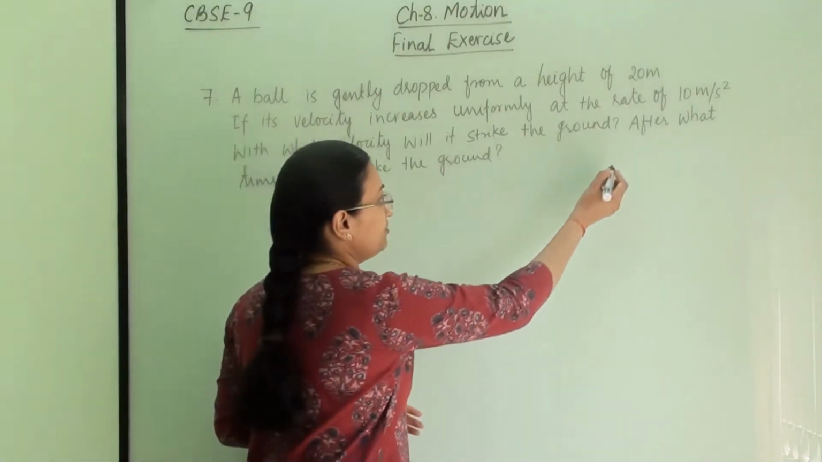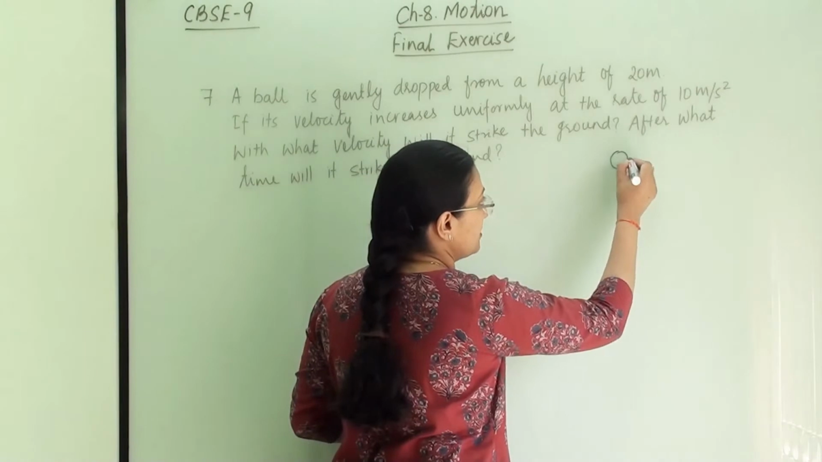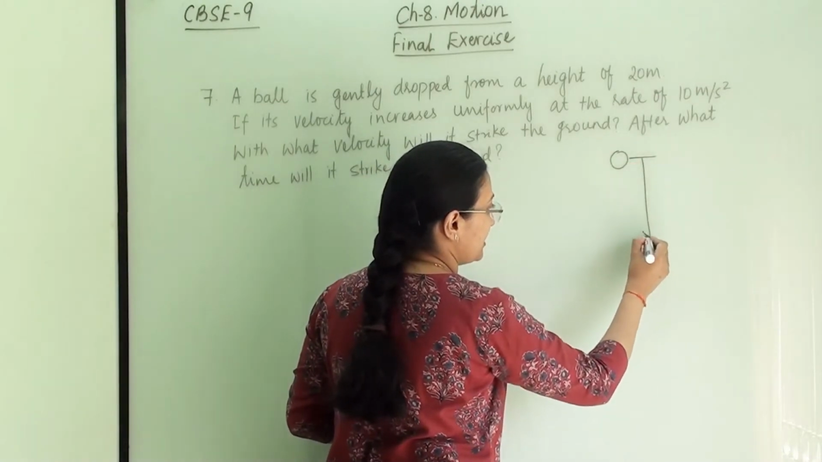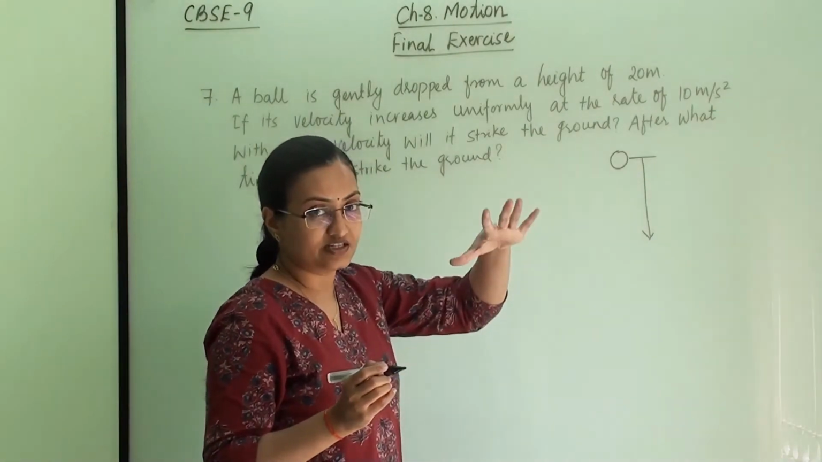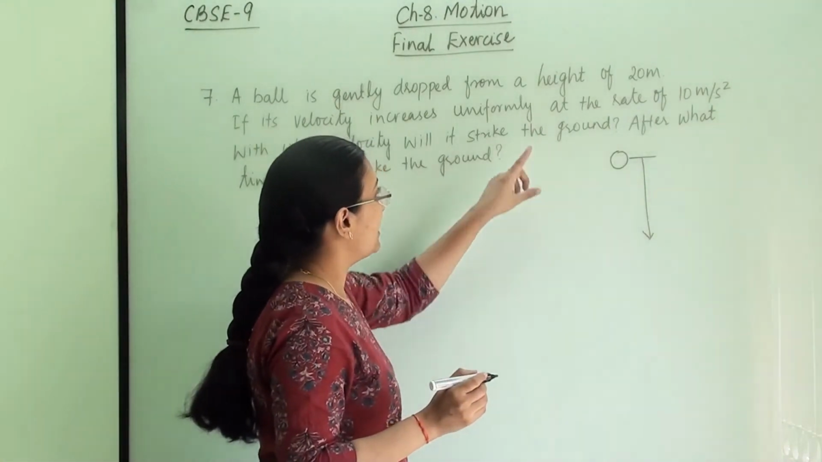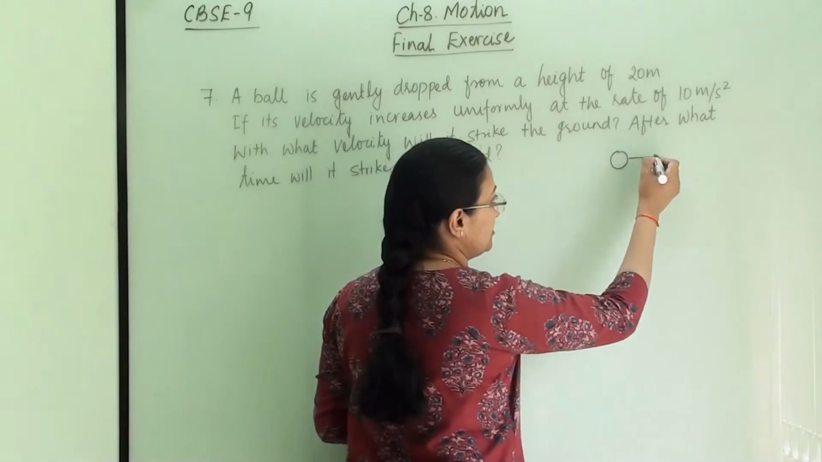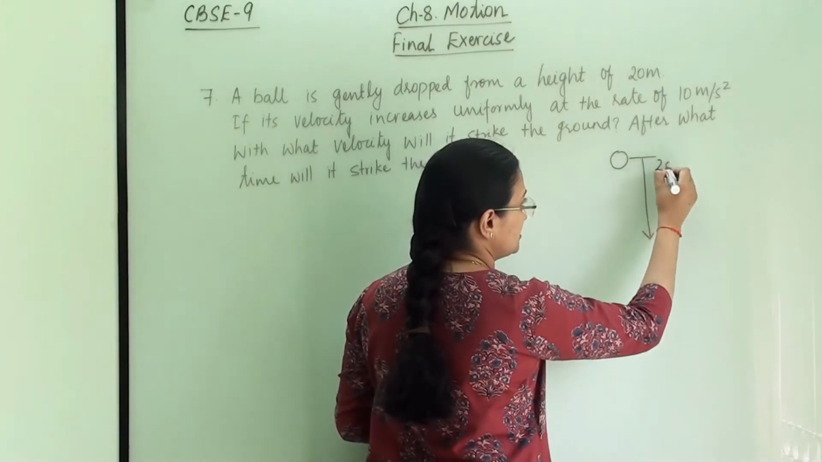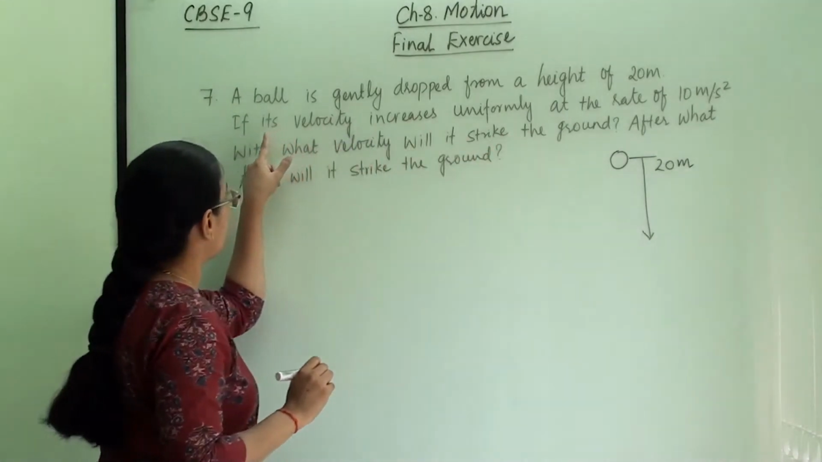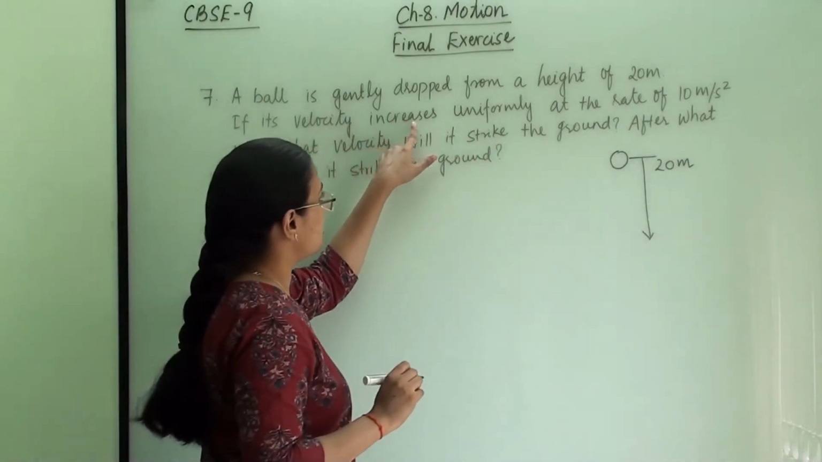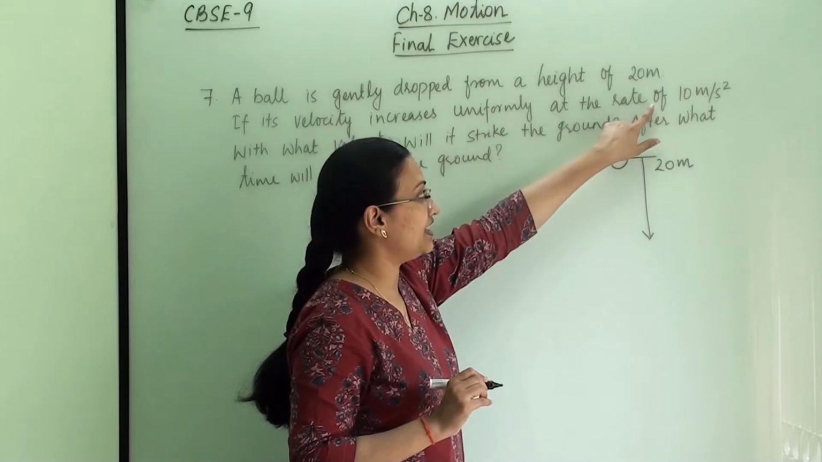So here the ball we are dropping from a certain height, and we are gently dropping it. We are not forcing it. We are gently just dropping the ball at the height of 20 meters. So this height is 20 meter. Now what they are saying is that its velocity increases uniformly at the rate of this.